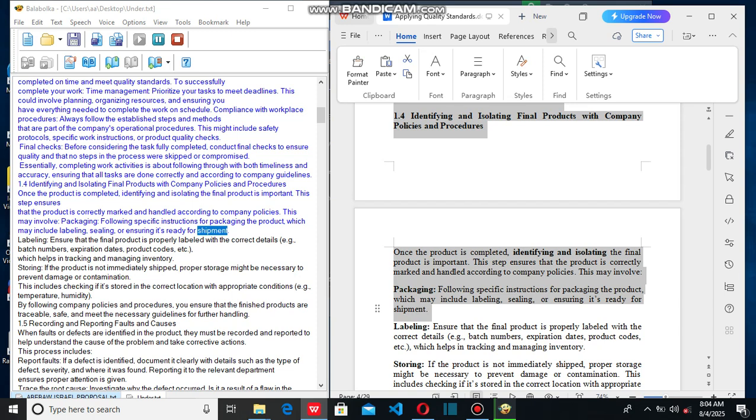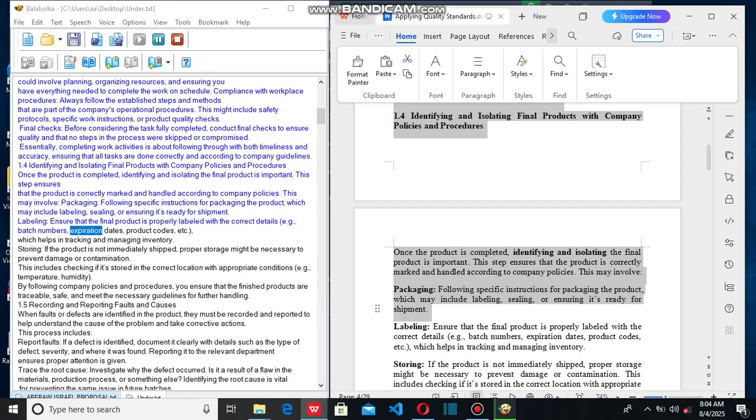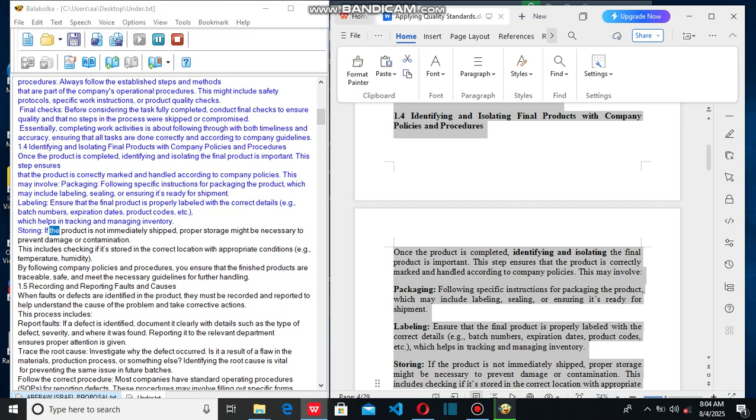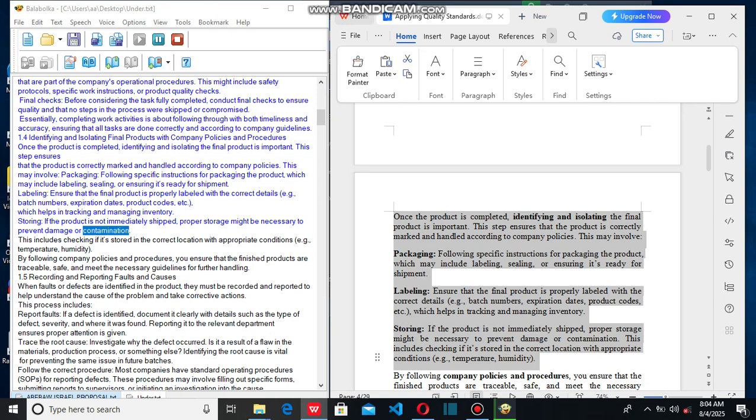Labeling. Ensure that the final product is properly labeled with the correct details, example batch numbers, expiration dates, product codes, etc., which helps in tracking and managing inventory. Storing. If the product is not immediately shipped, proper storage might be necessary to prevent damage or contamination.